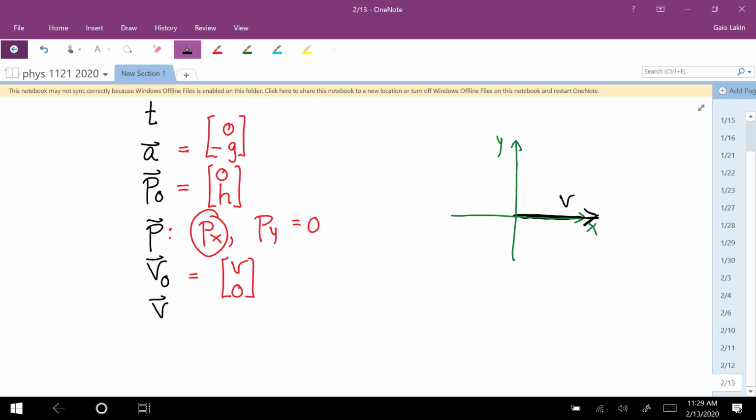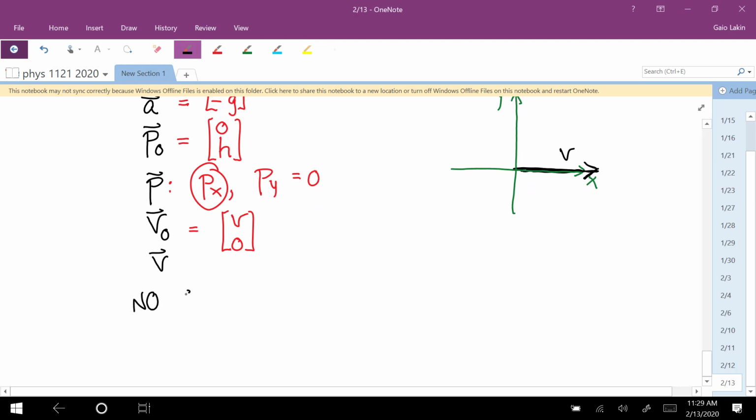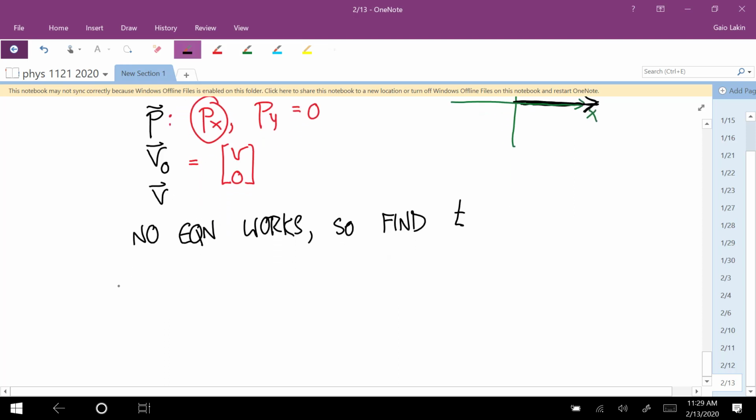Okay, so is there an equation that works? No. And so we're going to try solving for t and then see if we can use that. To find t, we can use the y position equation. So py is equal to p0y plus v0y t plus 1/2 ay t squared.